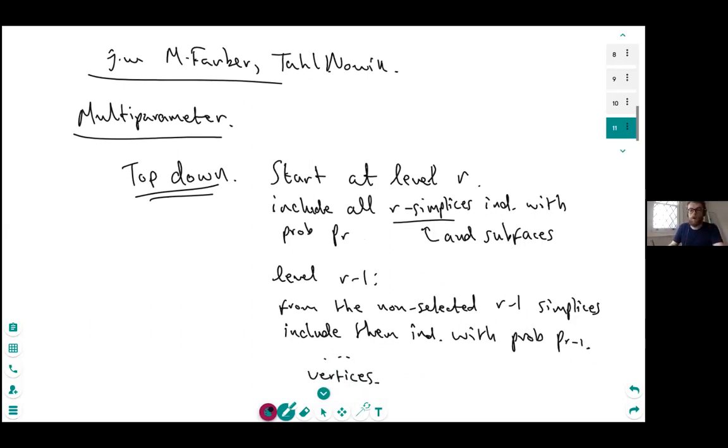Yep, so we start by, say we have 1, 2, 3, 4, 5. I have r is equal to, say, 2. So we're not trying to draw too big. And then I select 1, 2, 3.